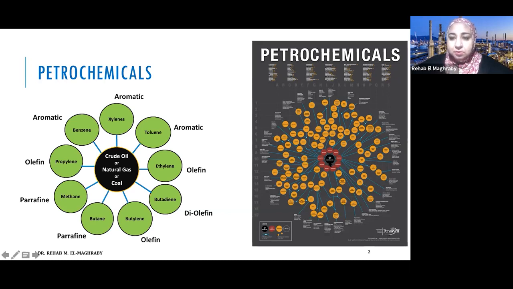Okay, so here are the sources, which are crude oil, natural gas, and coal, and these red circles are the building blocks that we are seeing here. Then the yellow dots are the other products that, based on each one of these building blocks, can be produced. So in general, the building blocks are sometimes paraffinic, olefinic, diolefinic, or aromatics. Of course, aromatics cannot be extracted from natural gas.